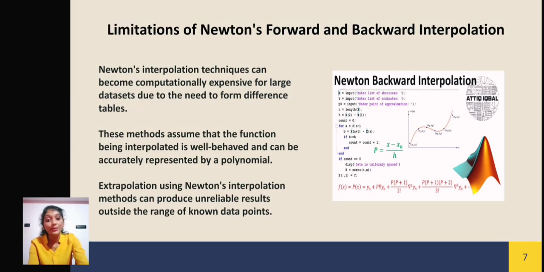So the next is the limitations. Newton's interpolation techniques can become computationally expensive for large data sets due to the need to form the difference tables. These methods assume that the function being interpolated is well behaved and can be accurately represented by a polynomial. Extrapolation using Newton's interpolation methods may not produce reliable results outside the range of known data points.